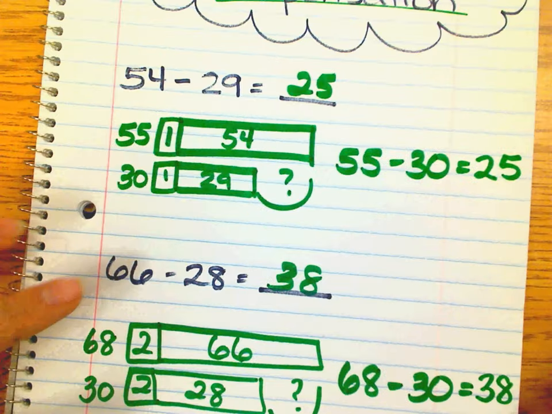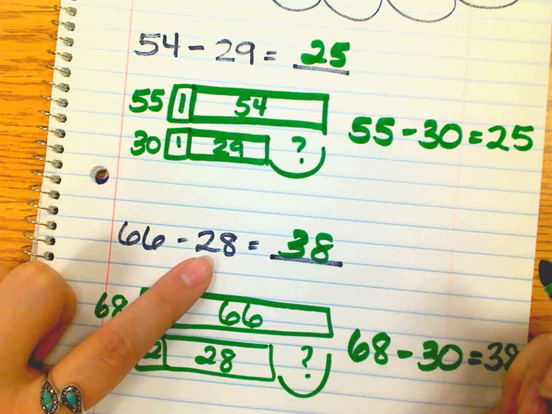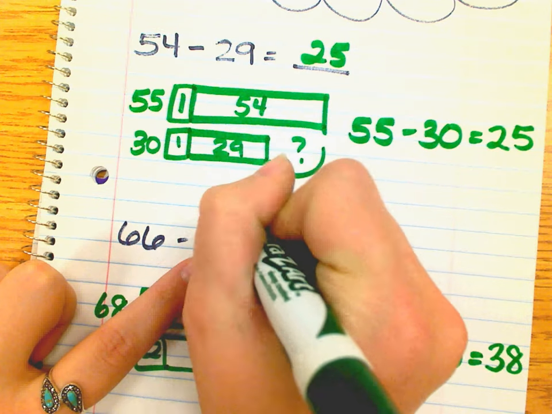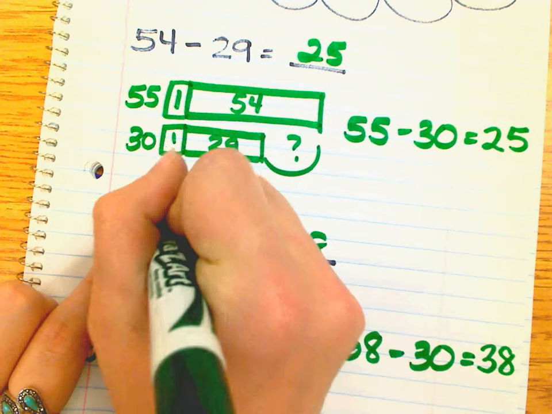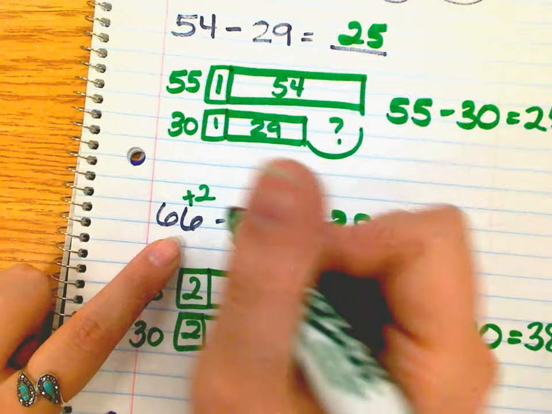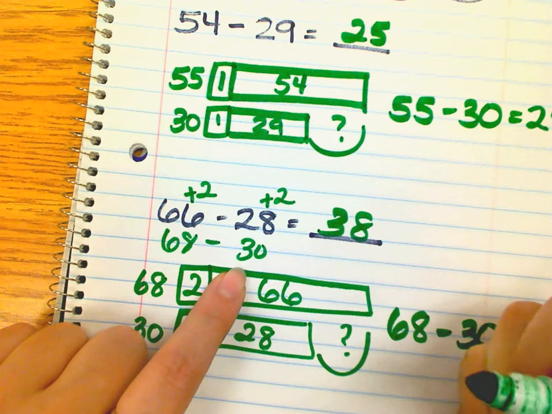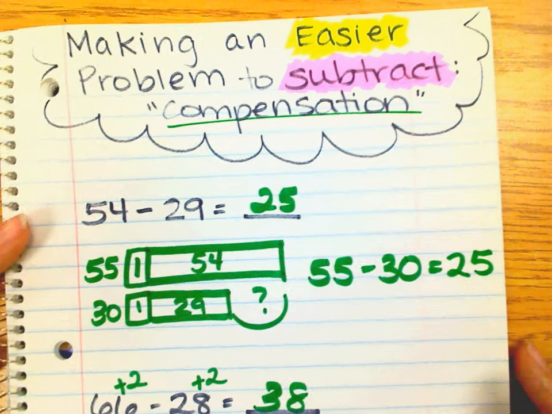Basically what we did, we made an easier problem. We wanted 28 to become a friendly number, something easier to subtract in our heads. We wanted it to be 30, so we added 2 to make 30. If we add 2 to this number, we have to add 2 to this number for the difference to stay the same. So the problem became 68 minus 30. And that is how you use the compensation strategy to subtract.